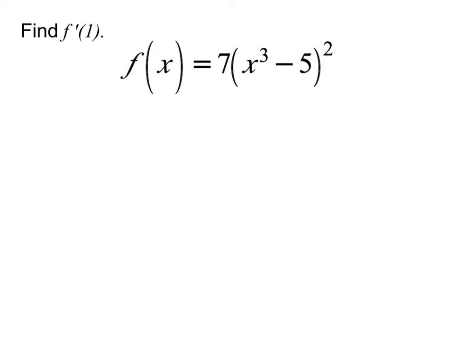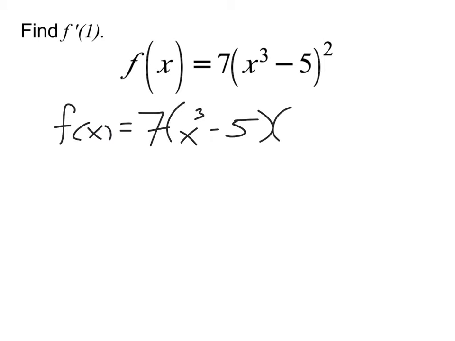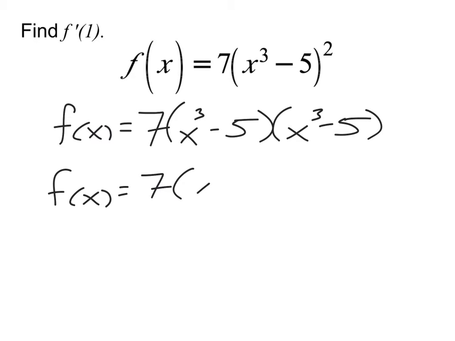First thing here, though, is in its current form we can't do it, so we do want to change the form of f of x. So that means I'm going to go ahead and square the x cubed minus 5. Now remember, that means I'm going to do x cubed minus 5 times x cubed minus 5 and multiply that all out. So then we end up with 7 times x to the power of 6. Notice it's x to the power of 6, not 9 there. Minus 10x cubed plus 25.